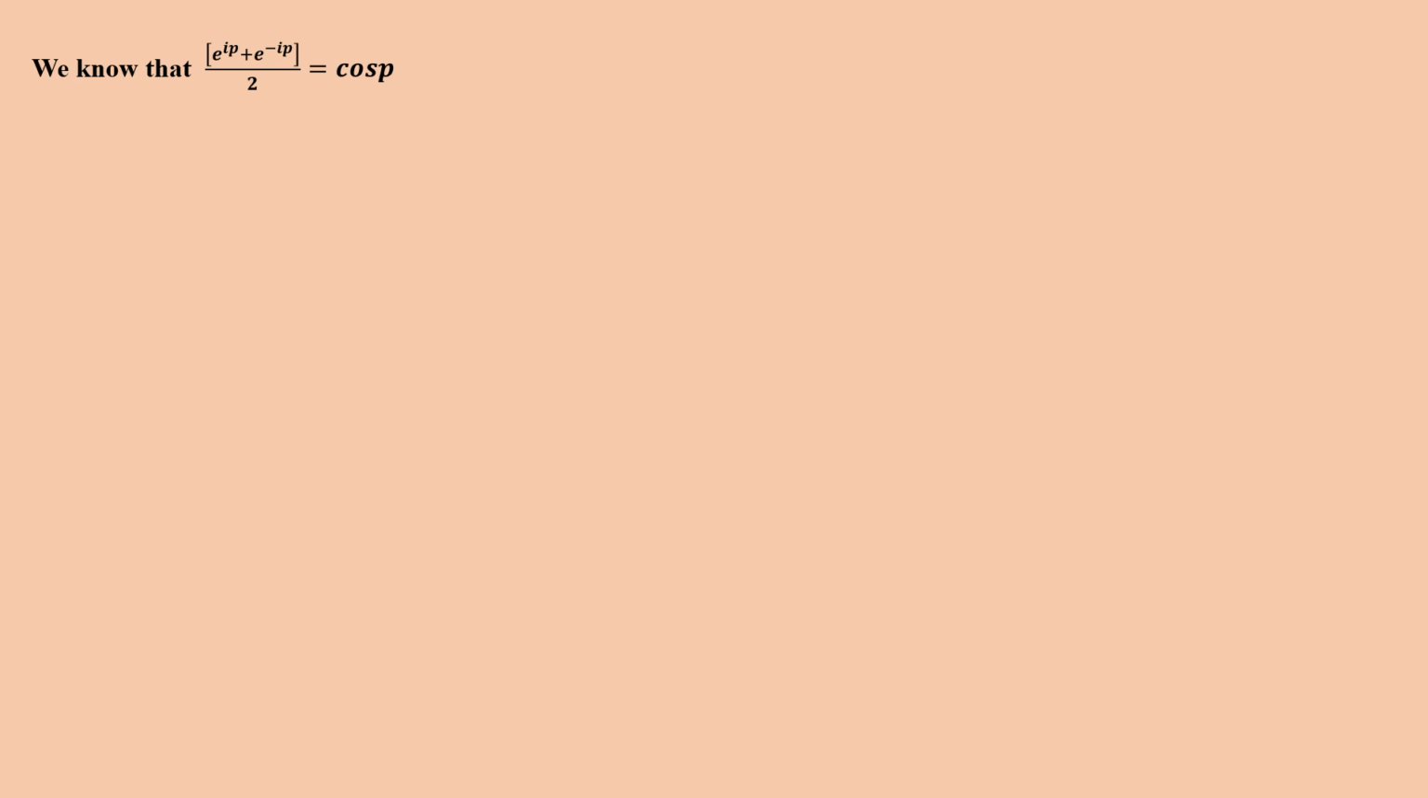So we know e power ip plus e power minus ip by 2 is equal to cos p. Therefore e power ip plus e power minus ip, which is equal to, cross multiplying, 2 cos p. Similarly, e power ip minus e power minus ip by 2i is sin p. This implies e power ip minus e power minus ip, which is equal to 2i sin p.